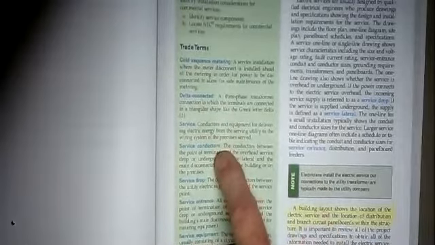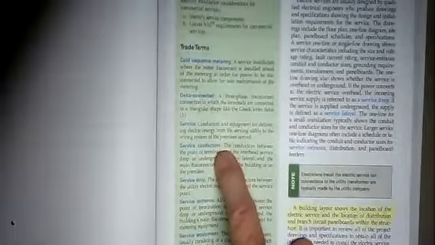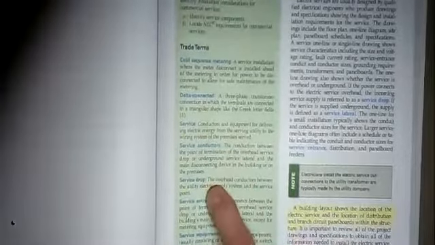service conductors. These are the conductors that bring the power from the utility. Service drop is overhead. The overhead conductors between the utility electrical supply and the service point. If it's underground, it's called a service lateral. So service drop is overhead, service lateral is under the ground.